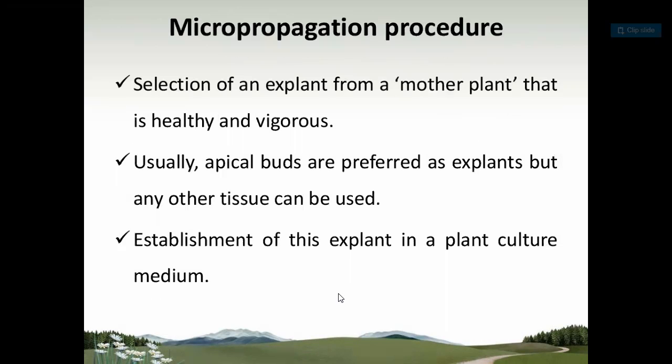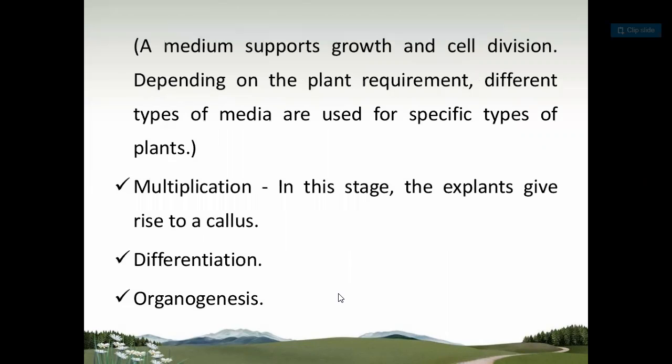So let us discuss the micropropagation procedure. Selection of an explant from a mother plant that is healthy and vigorous. Usually, apical buds are preferred as explants, but any other tissue can be used. And then the establishment of this explant in a plant culture medium. A medium supports growth and cell division. Depending on the plant requirement, different types of media are used for a specific type of plant.